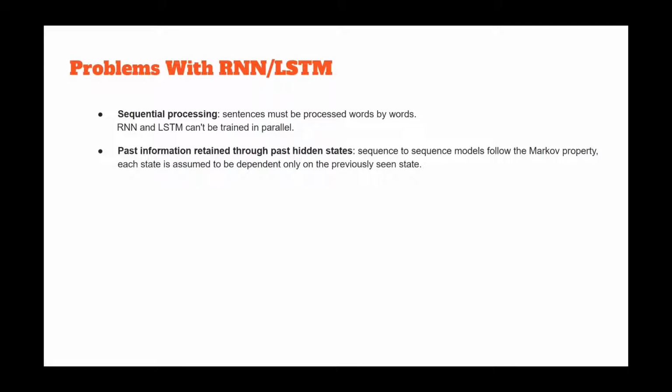The second one is past information retained through past hidden states. Sequence to sequence models follow the Markov property. Each state is assumed to be dependent only on the previous seen state. So information in RNN and LSTMs is retained thanks to previously computed hidden states. But the encoding of a word strongly affects only the representation of the next word. So usually its influence is quickly lost after a few time steps.